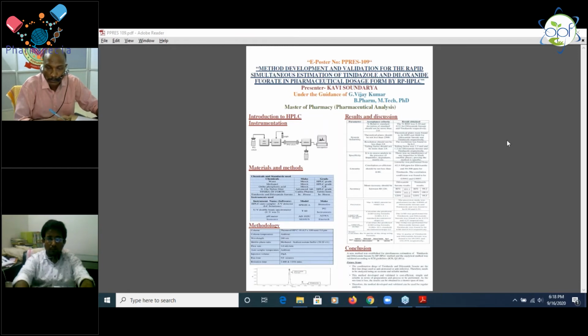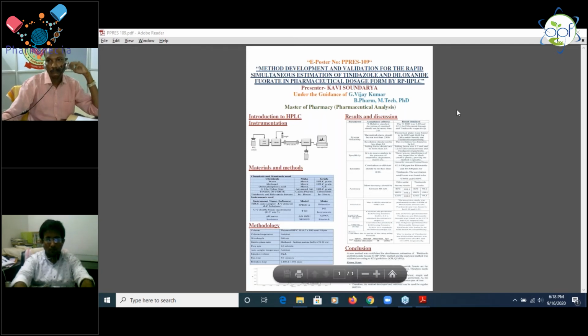Considering the acceptance criteria prescribed for system suitability, the percentage RSD should be less than 2, which was less than 2 for both the drugs. The theoretical plates should be more than 2500, which was more than 2500 for both the drugs, and the resolution should be more than 2. When it comes to tinidazole and diloxanide, the resolution was around 6.2, giving a very good resolution. The tailing factor was less than 2.